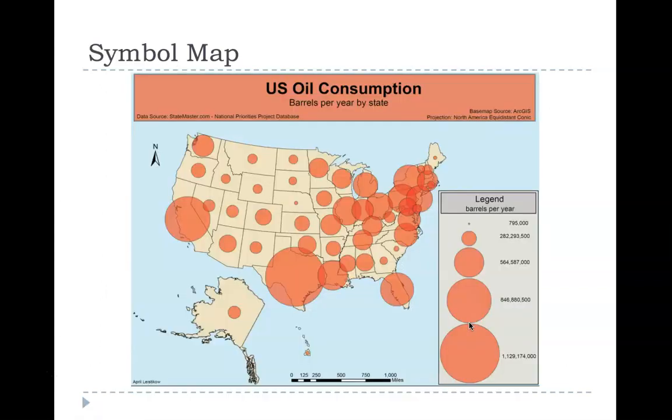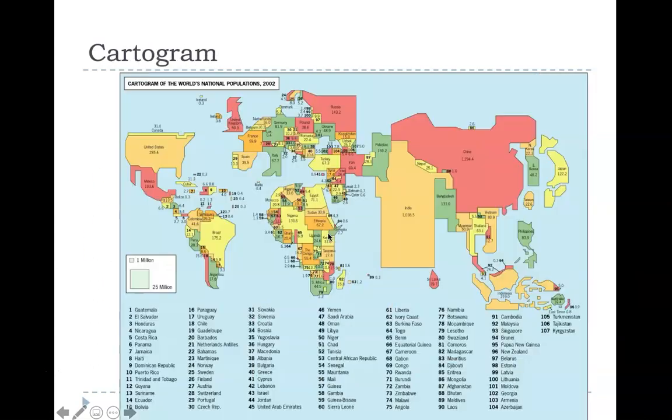All right, oil consumption per state. Again, we look at barrels per year. You see a dot symbol map here, right? One dot is smaller, right? And then it gets bigger. So that's a bit more of a graduated piece here.